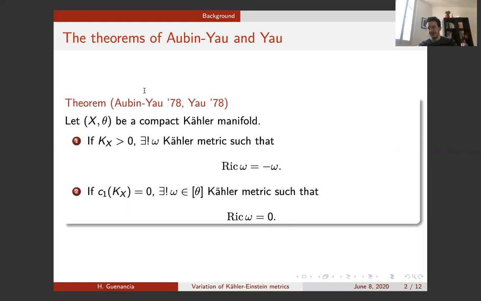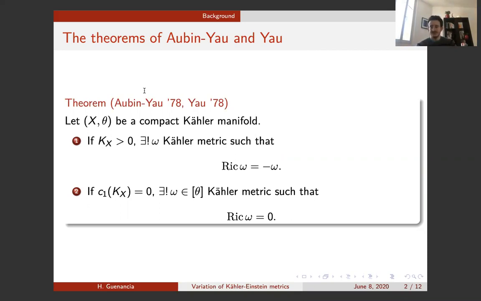The first setting is if you work with a manifold that has ample canonical bundle, or equivalently, a manifold where the canonical bundle is positive, meaning that it admits a hermitian metric with positive curvature form. In that setting, the Aubin-Yau theorem says that there exists a unique Kähler metric omega that satisfies the Einstein equation Ricci equals -1. In terms of Kähler forms, Ricci omega, the form associated to the Ricci curvature, is proportional with negative constant to omega.